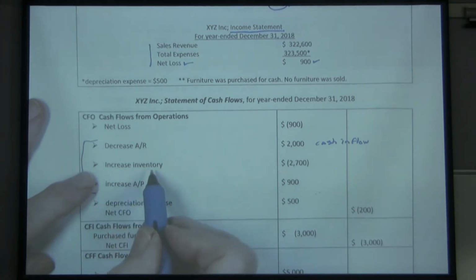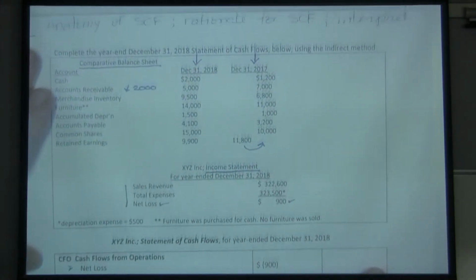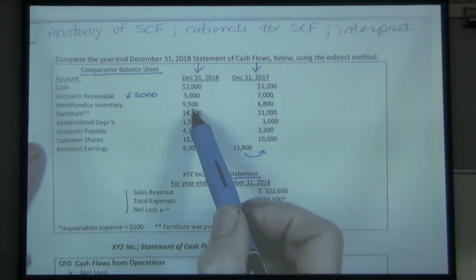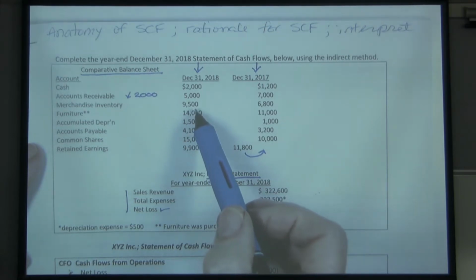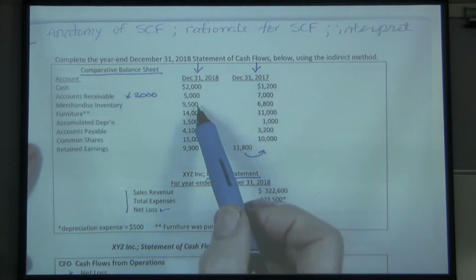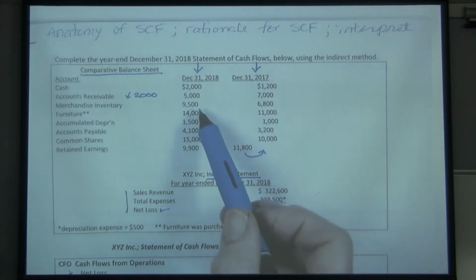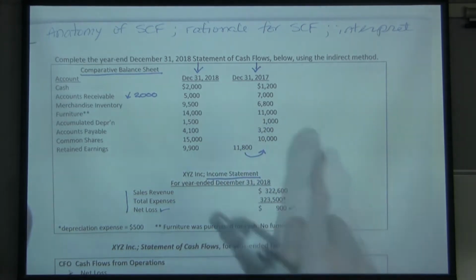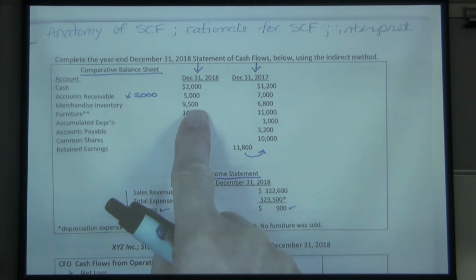Let's look at our inventory. We'll compare our balance sheet amounts. Our inventory started the year at $6,800, but it increased to $9,500. So what does this mean? This means we're not selling our inventory fast enough. Ideally, we'd like to see this as the same amount, or even if we're selling more inventory than we're buying, the inventory amount will go down during the year. But the inventory amount is going up. That means the inventory that we're buying is a little bit too much. We're not selling it fast enough.